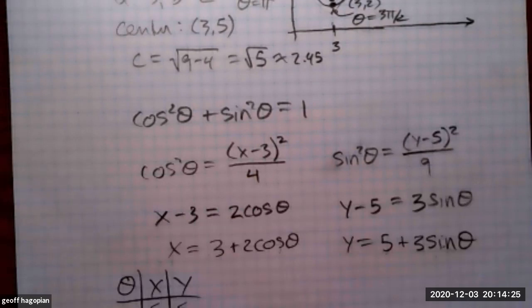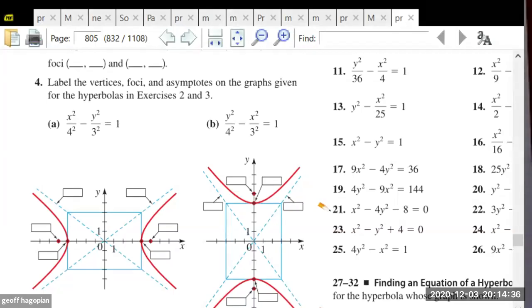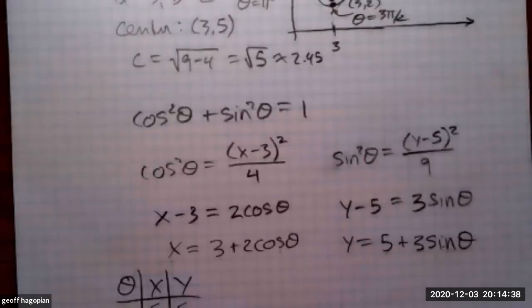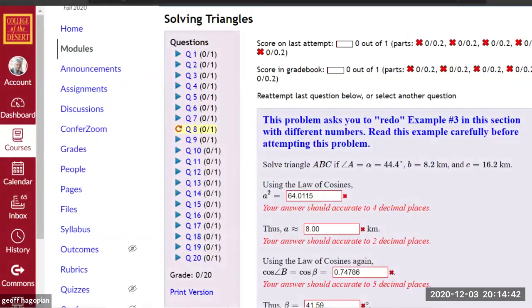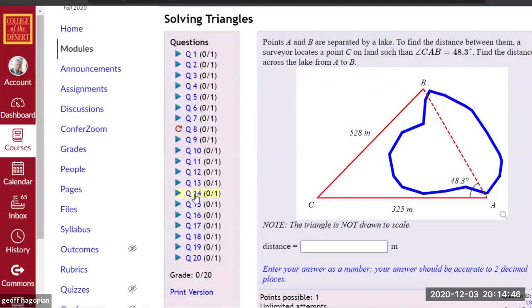Can we go over 14? I'm sorry, I didn't see that. Which 14? On the homework? Let me take a quick look at that while we're here. So that would be not here. Here? Number 14 here? Oh, what's going on there? Points A and B are separated by a lake. Find the distance between them.